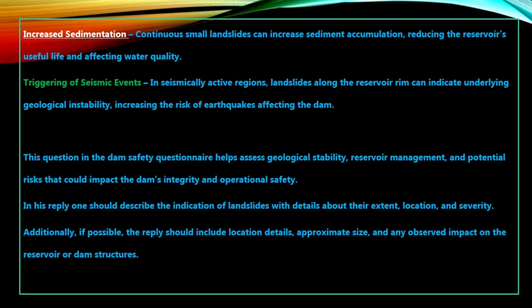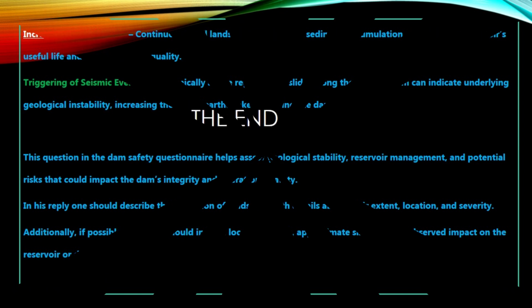In the reply, one should describe the indication of landslides with details about their extent, location, and severity. Additionally, if possible, the reply should include location details, approximate size, and any observed impact on the reservoir or dam structures. Photographs of such scarps or other signs like bent trees will be beneficial in assessing the extent of this dam safety concern. This brings us to the end of this third presentation of the series.